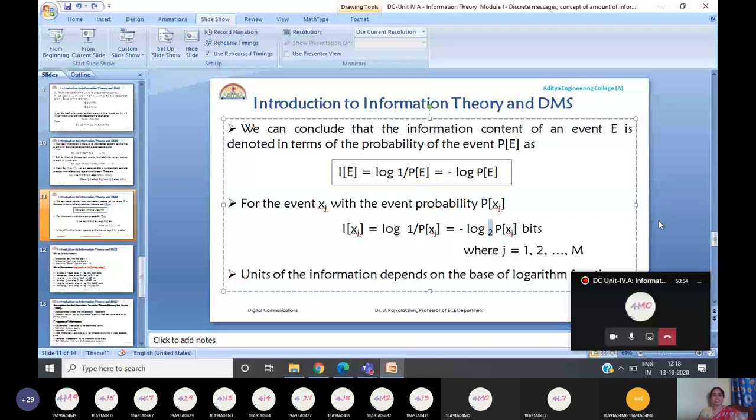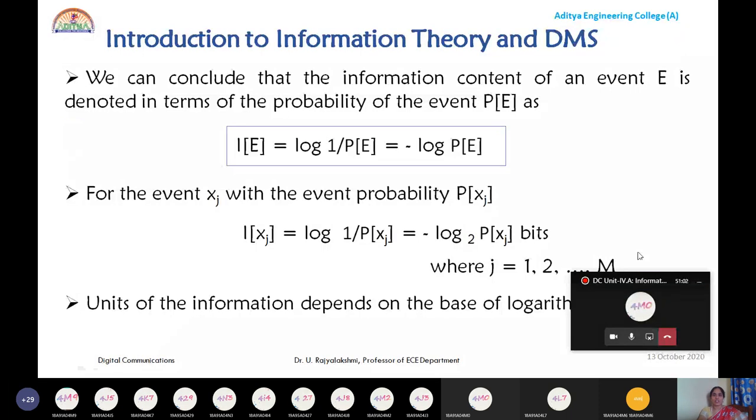So generally we take bits, so let us assume the base as 2. You should definitely remember this point, because even while solving problems, every time the units will be given in bits only. So if the units are given in bits, you should not take log base 10, but log base 2. Please remember this point even while solving problems. For example, if the probability of a particular event is given as 0.2, then you should take only log 0.2 base 2. Don't consider it as base 10 or base e.